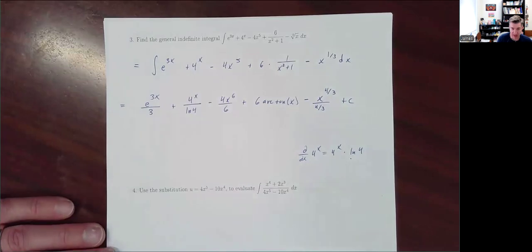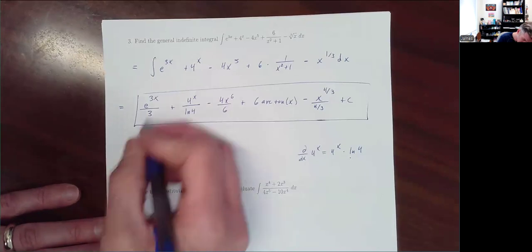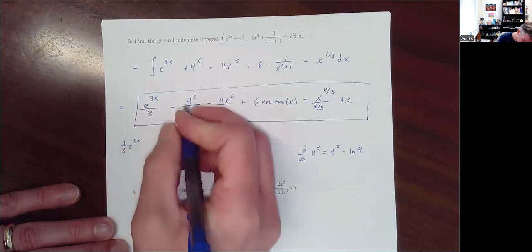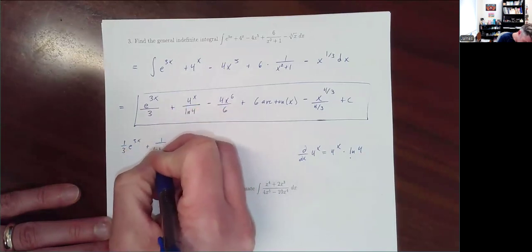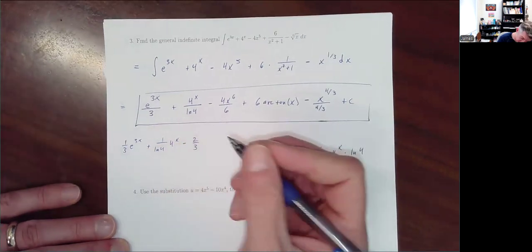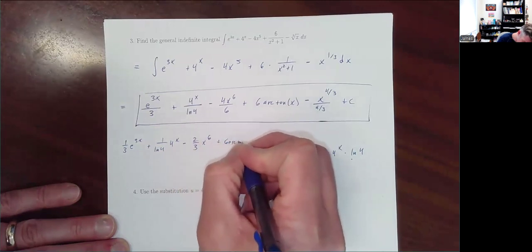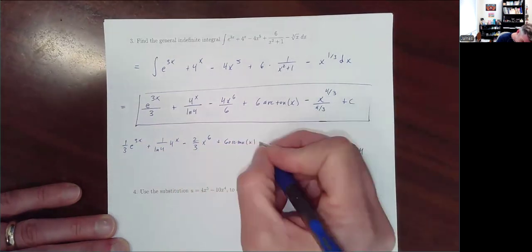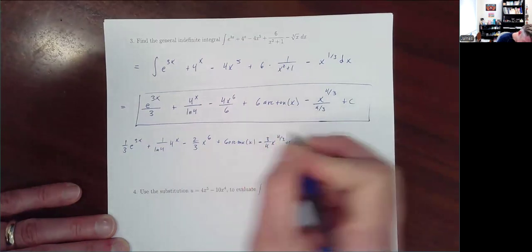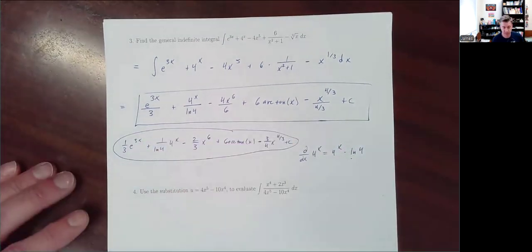If I was going to simplify this, although I would probably just leave it like this, if you really wanted to, you could write this as e to the 3x over 3, or 1/3 times e to the 3x. And you can write this as 1 over natural log of 4 times 4 to the x. And this is 2/3, reducing that fraction, times x to the sixth plus 6 arctangent of x minus 3/4 times x to the 4/3 plus c. This would also be an acceptable, maybe even preferable, form, but either one of these should be fine.